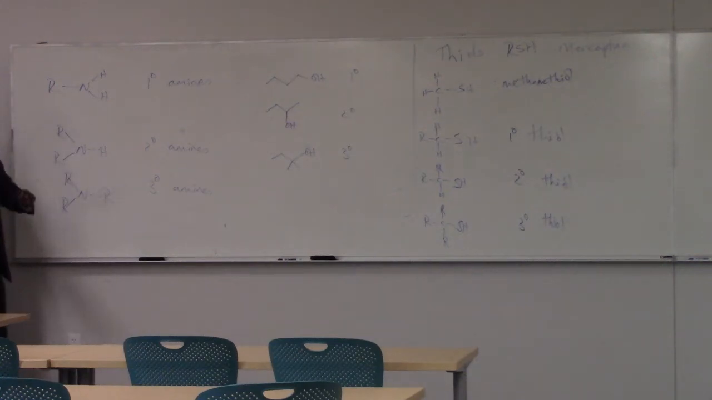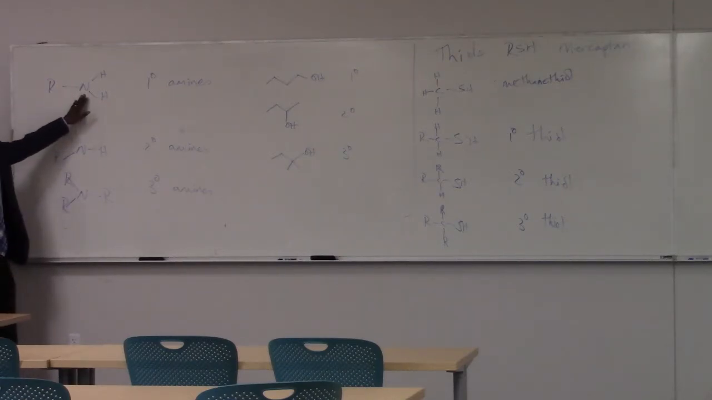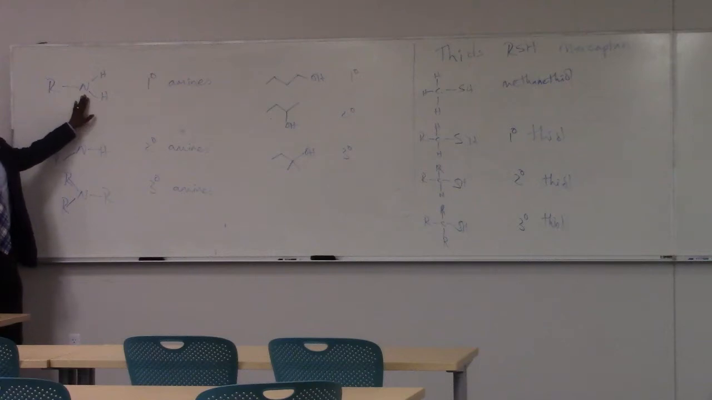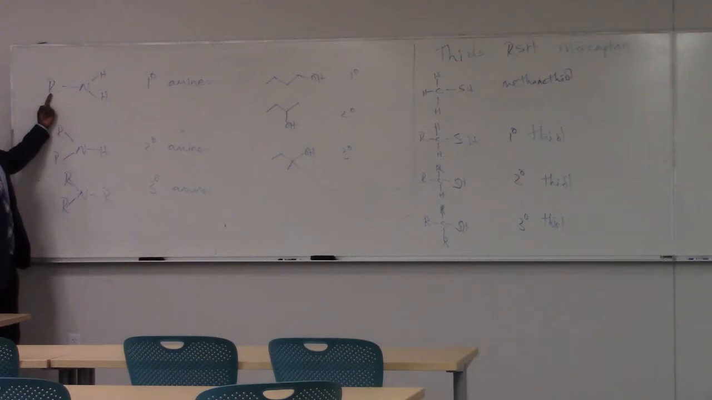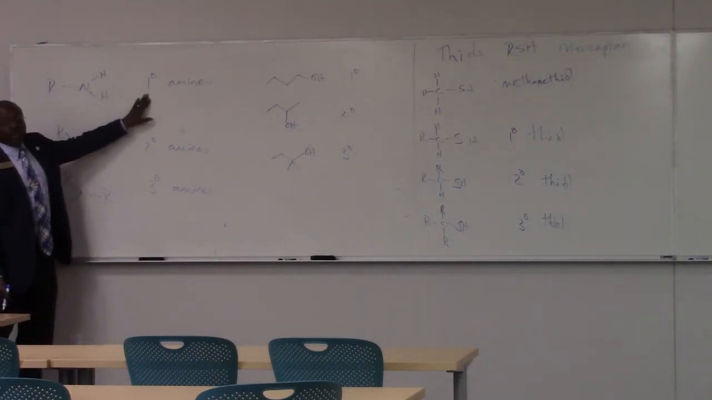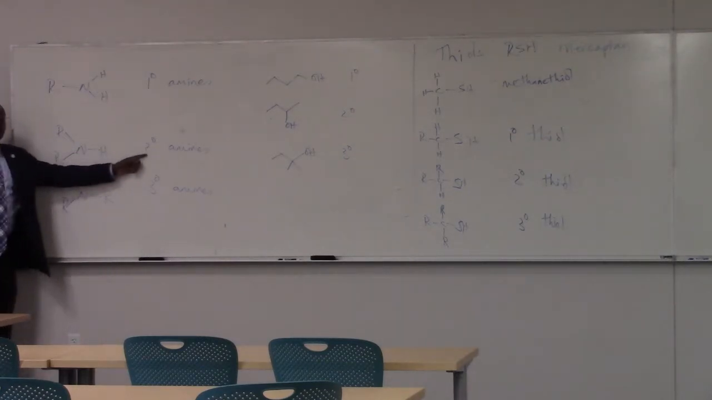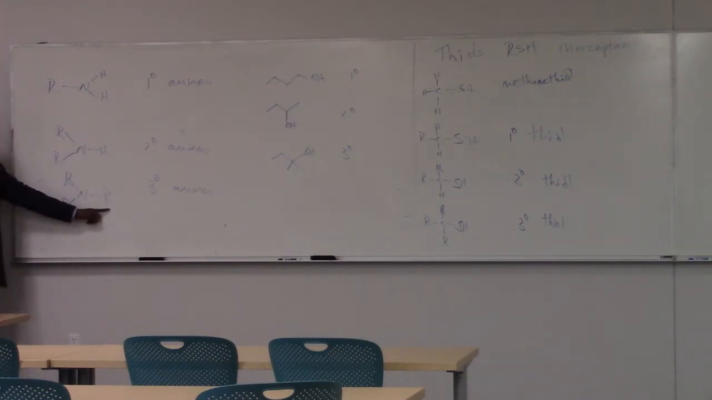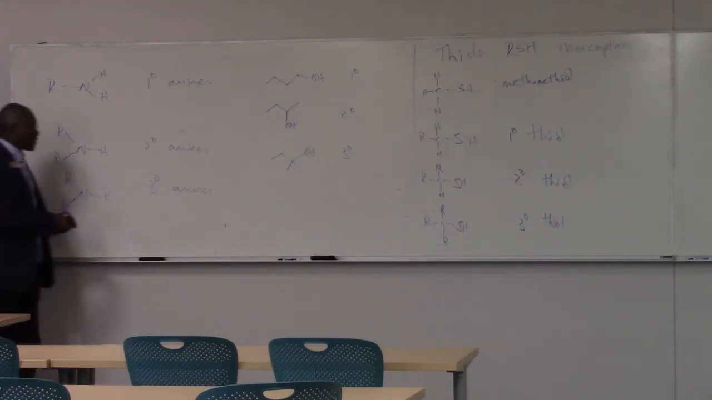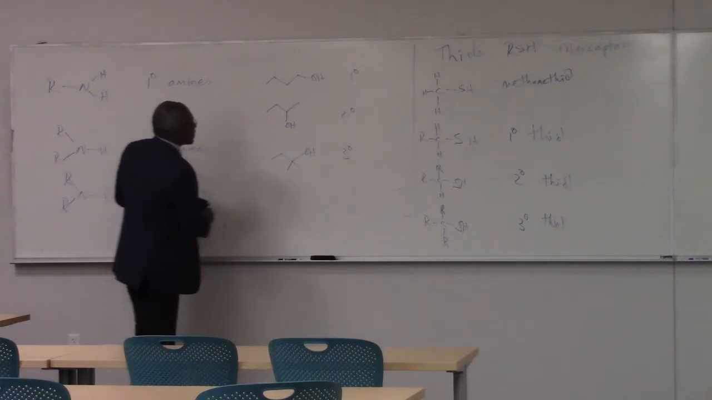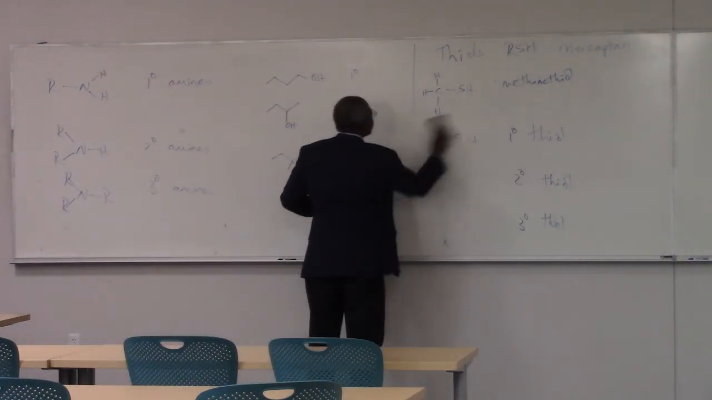With amines, we don't worry about the character of the alpha carbon. We classify the amine based upon the number of alkyl groups attached to the nitrogen. So the nitrogen has one R group, regardless of the character of the alpha carbon. If it has one R group, it's primary. Two R groups, it's secondary. Three R groups, it's tertiary. Now, this is important. So let's do a comparison.